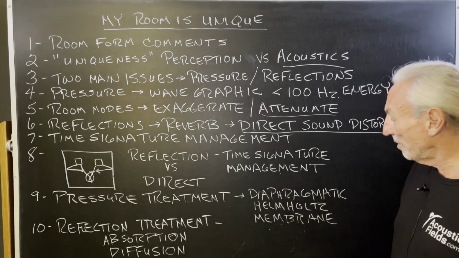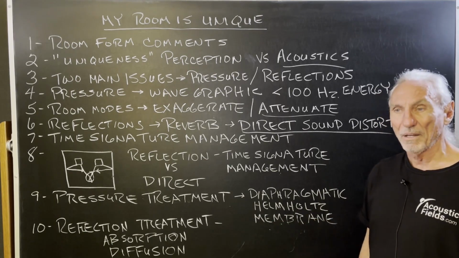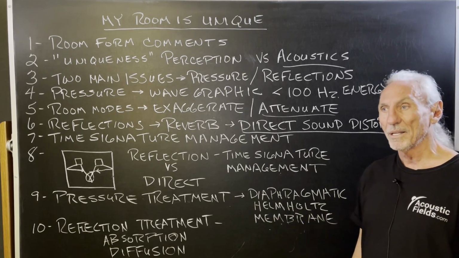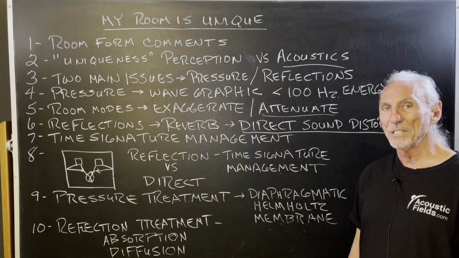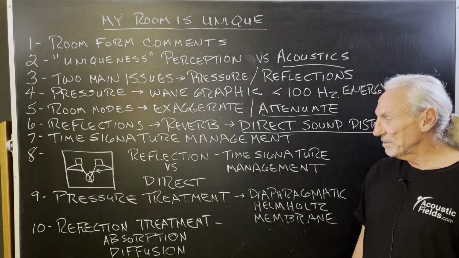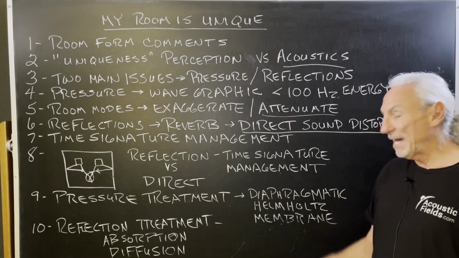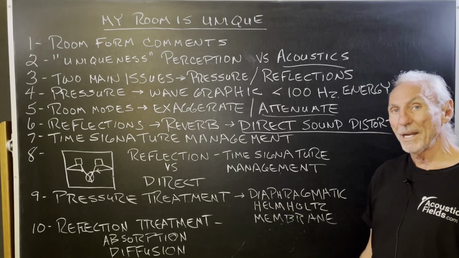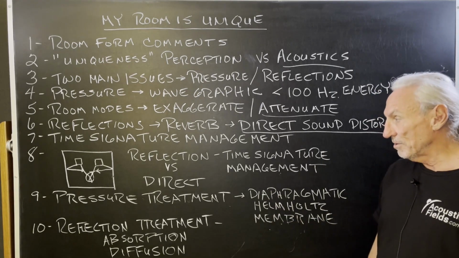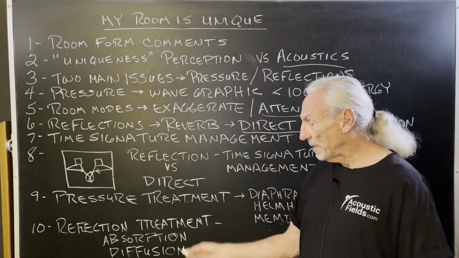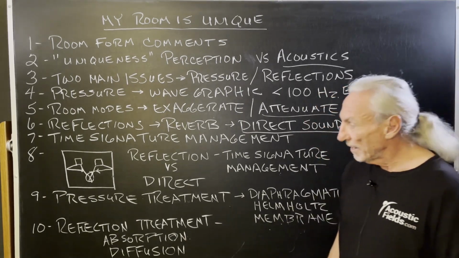And then Helmholtz is really frequency specific. We use Helmholtz sometimes as a tuning mechanism. Most of the time around 60 cycles, because that seems to be a weak area in most rooms. So if you get everything right, balanced with broadband diaphragmatic, you can come in and fine-tune with Helmholtz if you want to. Reflection treatment, we have two options, absorption and diffusion.